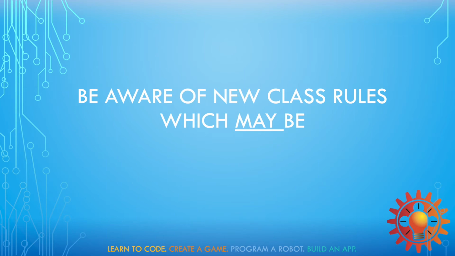Tip number three: be aware of new class rules. These class rules may be that your camera must always be on. Some schools, it's mandatory that you put your camera on when you come to your virtual classroom, so pay attention to that rule. Also, mute your mic when you're not talking. If you're not talking to your teacher while class is going on, it's important to mute your mic just in case your parent comes in and asks you a question. If you're answering them, your whole classroom doesn't hear your answer, right? So just mute your mic unless you have to speak to your teacher.